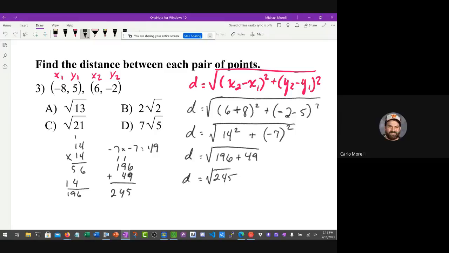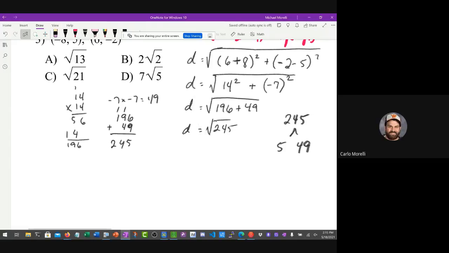Because it's distance, we're only interested in the positive root, and we need to prime factor this, okay? So 2 plus 4 is 6. 6 plus 5 is 11, so it's not divisible by 3, but it's an odd number, so the next prime number is 5. So I'm going to take 245 and divide by 5. 5 goes into 24 4 times with 4 as a remainder. 5 goes into 45 9 times with no remainder. And then 49 is broken down into 7 times 7.